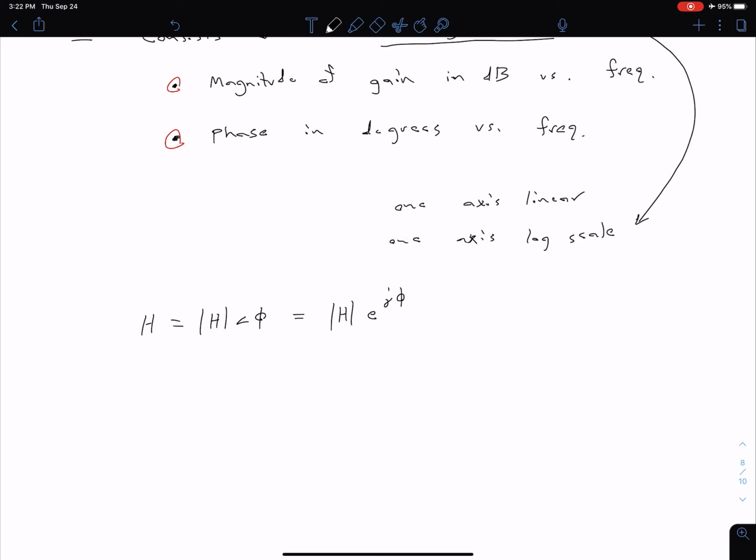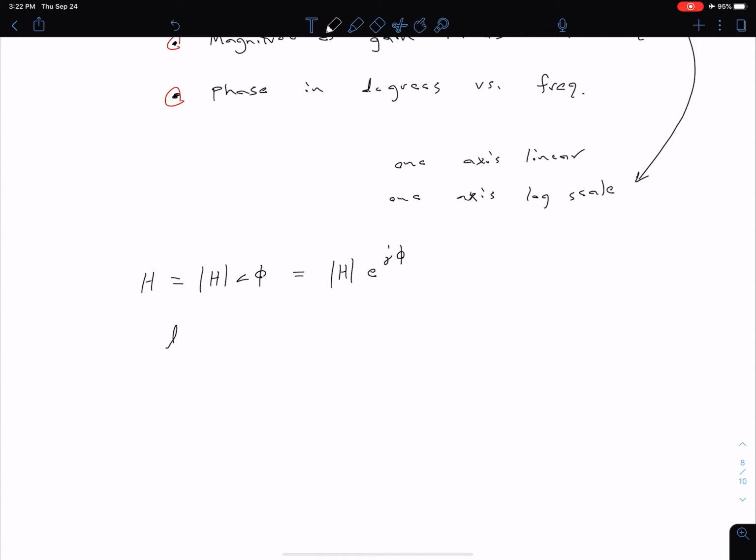If we think about this more general definition, let's take the natural log of H. From log properties, when we have two things multiplied, the log of AB equals the log of A plus the log of B. So we have the log of the magnitude of H, plus the log of e to the j phi. Of course, natural log and e are opposite functions, so we'll still have the log of the magnitude of the transfer function, and now we'll just have plus j phi.